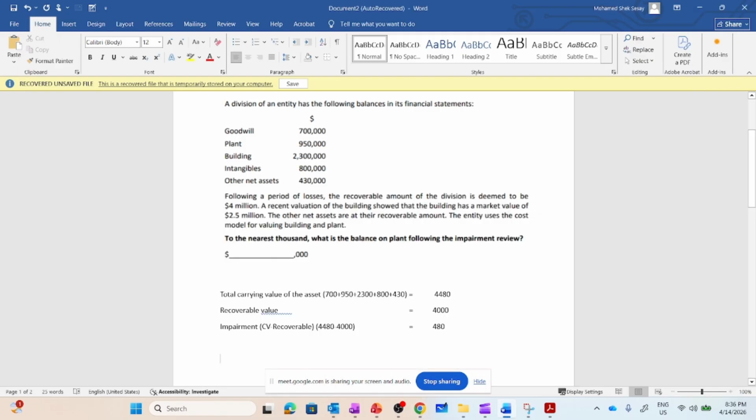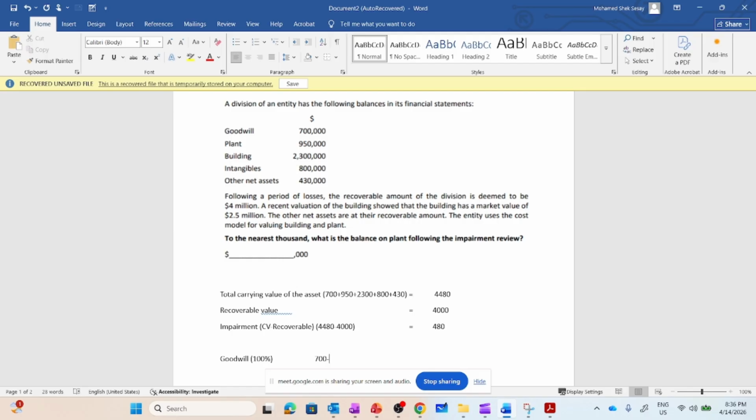So we are going to allocate the impairment based on the concept. According to IAS 36, we should allocate for cash generating units. We allocate the impairment first to goodwill, second to any specific asset, then the remaining we are going to prorate based on the carrying value of the asset. So we are going to implement the concept, right? Firstly, we allocate it to goodwill. Goodwill, 100%, we are going to charge impairment, and the value of the goodwill is 700.